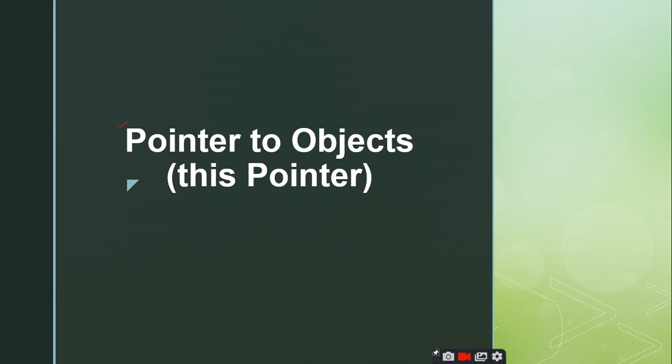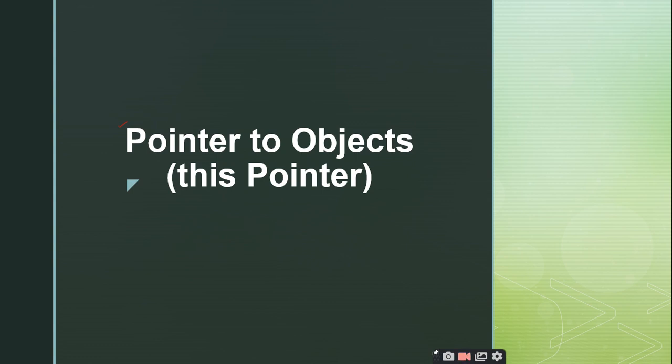In today's session, we are going to discuss the concept on pointers to objects. That is, we are going to discuss the this pointer. We'll discuss what is the use of this pointer, and we also discuss some of the programs and some of the applications of this pointer. Right. So this is a keyword. Don't get confused with this term. So this is a keyword that is used in C++ programming.